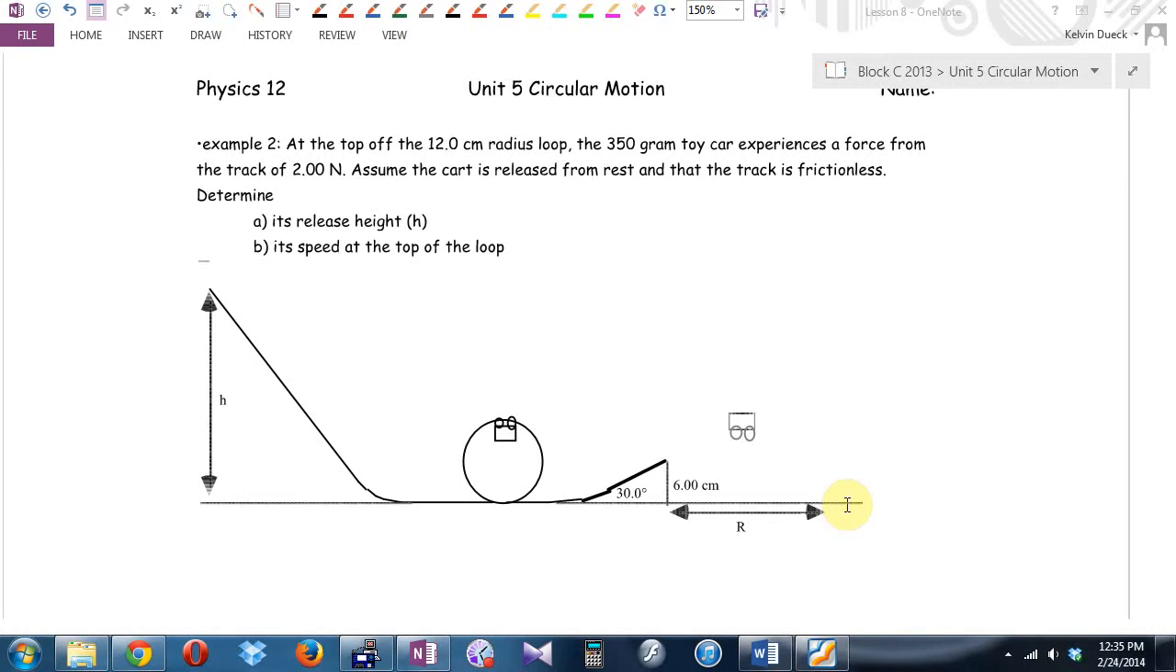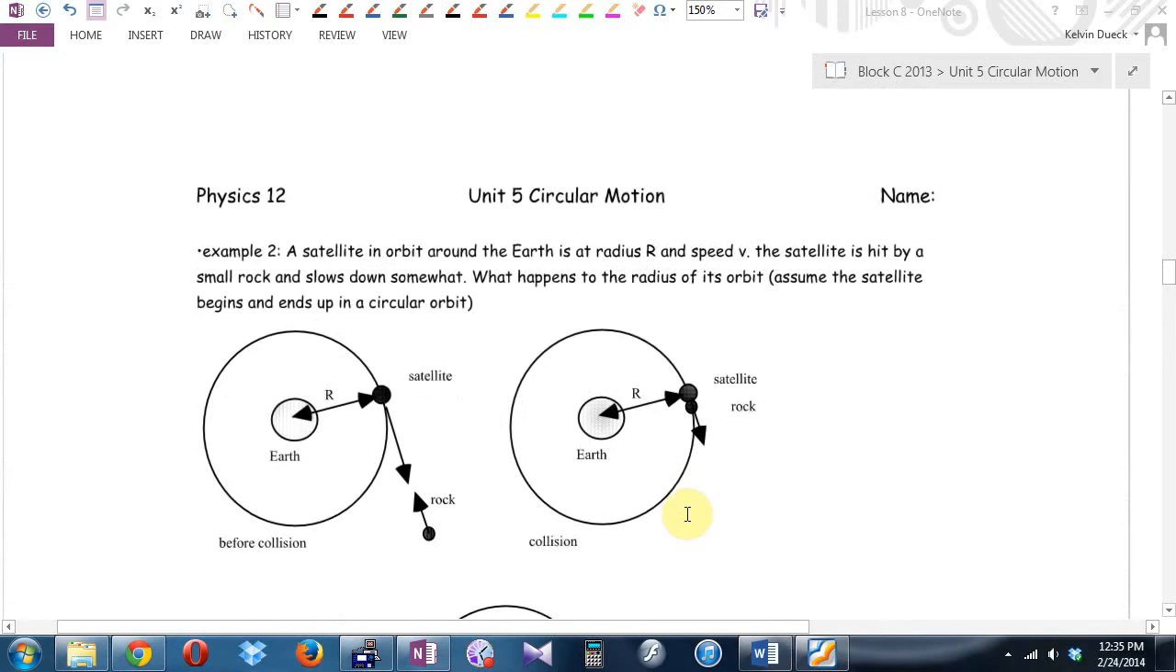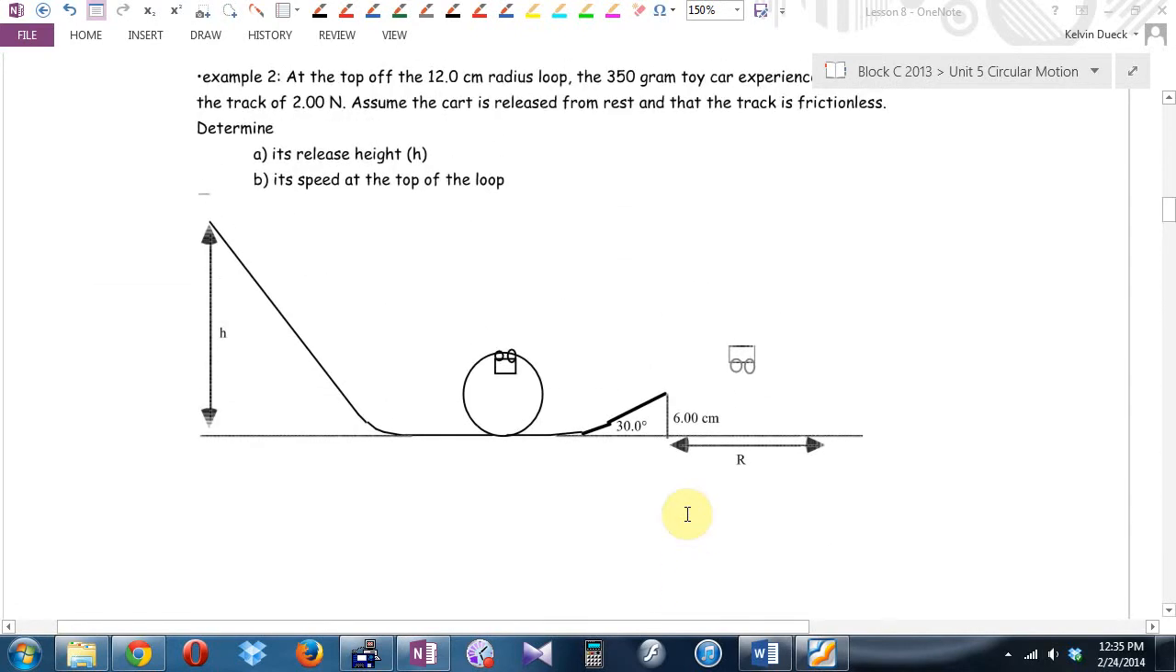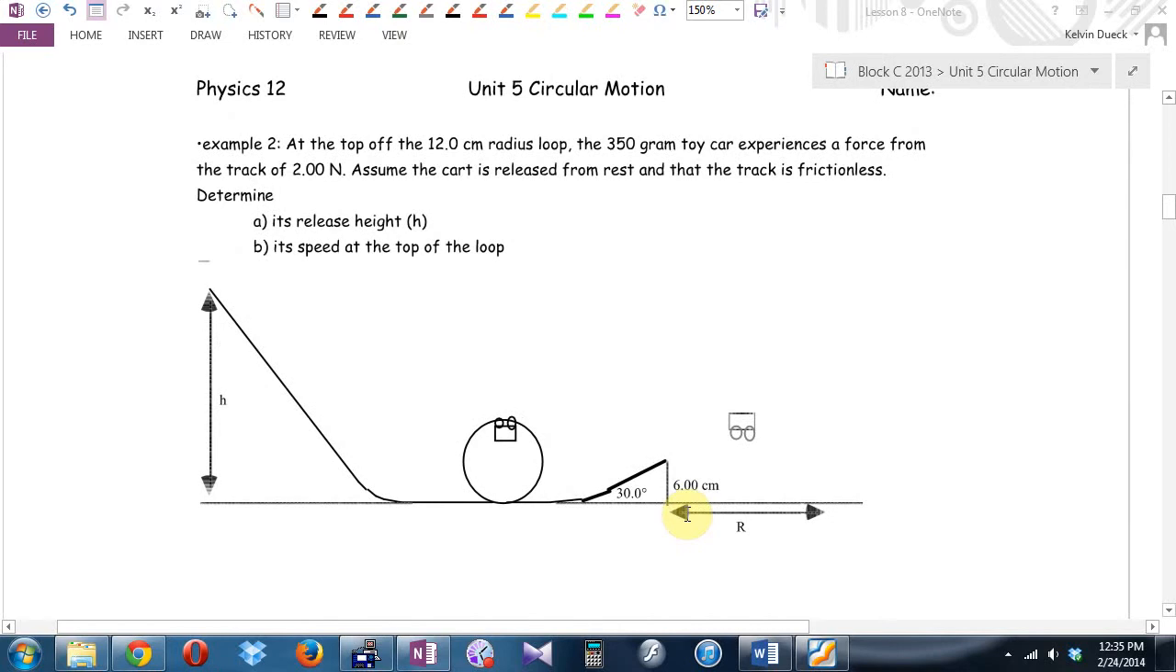At the top of the 12 centimeter, give me a second here. I'm debating which ones of these I want to do. I think, in the interest of time, although this is really a nerdily cool question, I'm going to temporarily nuke that one.